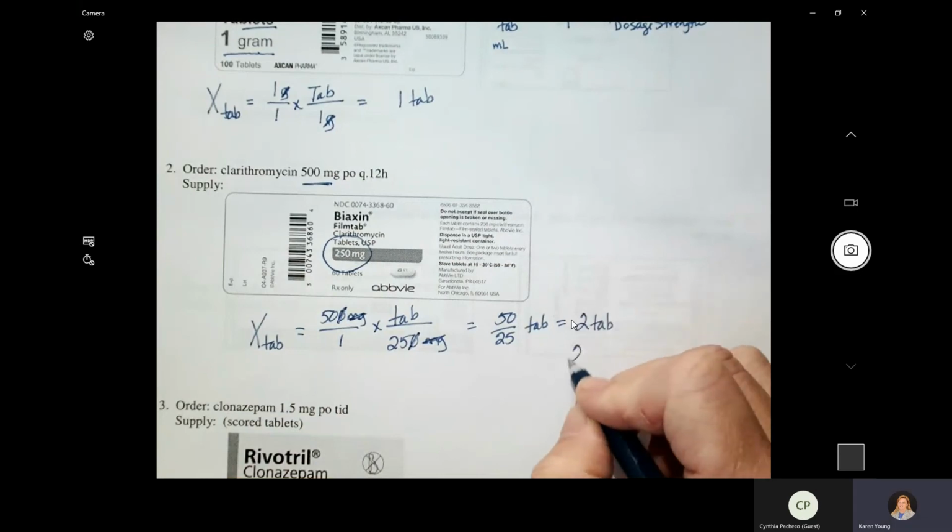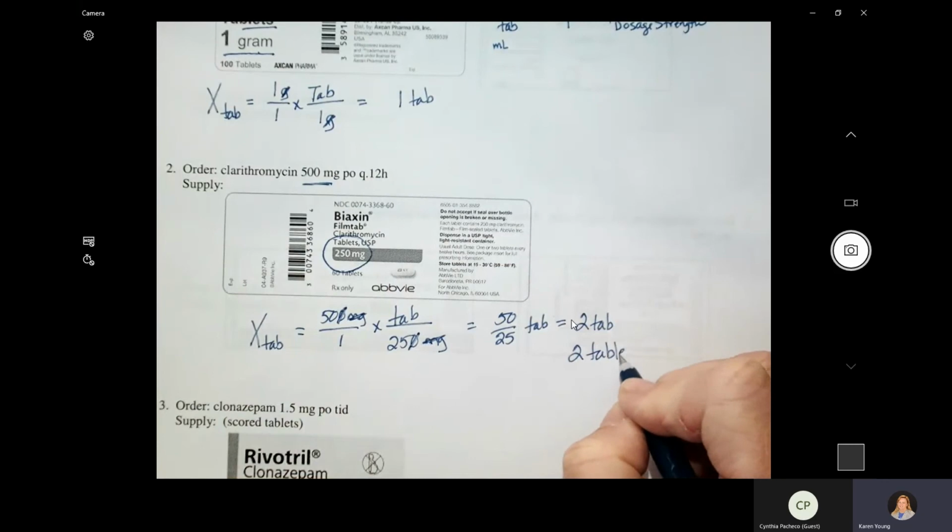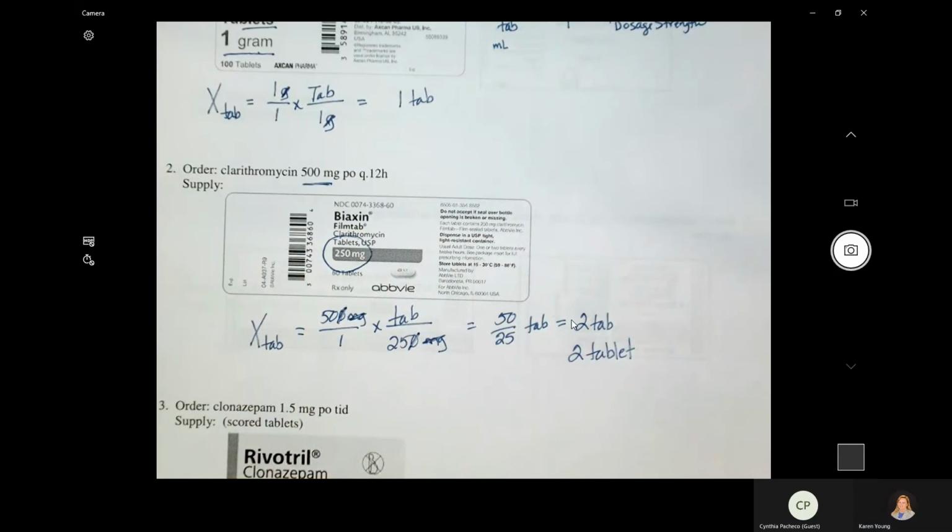You can write it out as two tab or two tablets with no S. I say tablets, but it's tablet. For some reason, they don't want it plural. You can say it plural all day long, just don't write it plural. Okay. So questions? Seem easy so far? You just remember that formula, it is really easy.